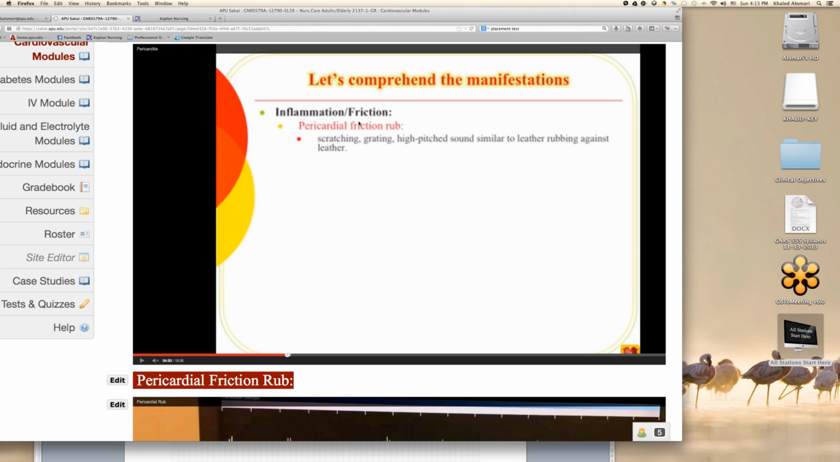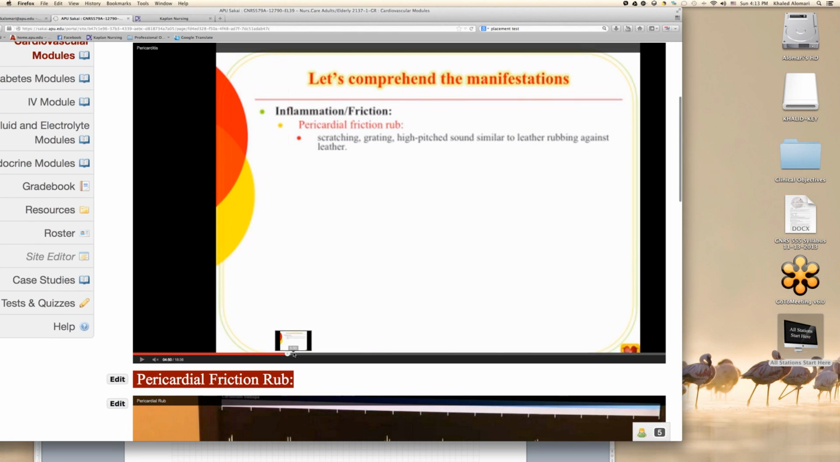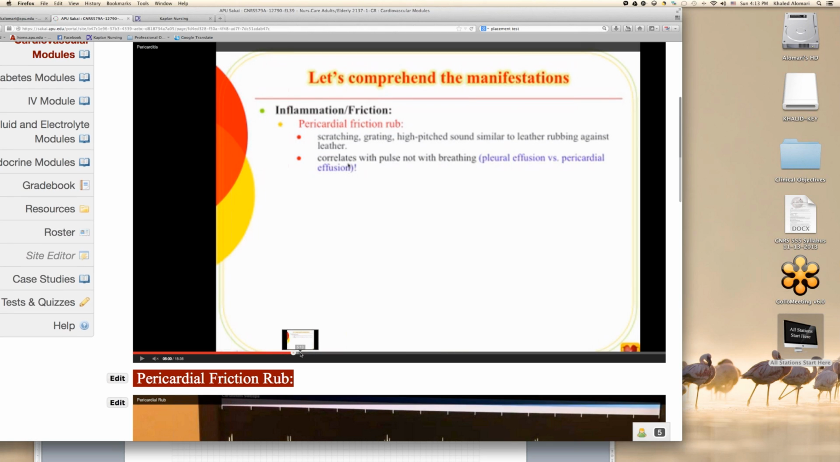So the pericardial friction rub is an abnormal sound that you only hear in pericarditis. Another thing we talked about: remember the pleural effusion. We talked about pleural friction rub, which we find in a pleural effusion. Now here is the same kind of problem, but it's around the heart, not the lungs.